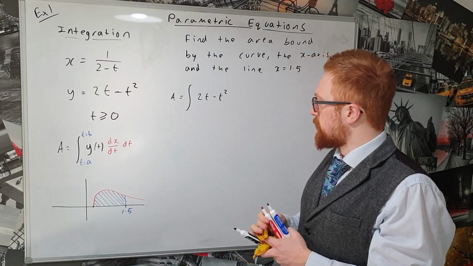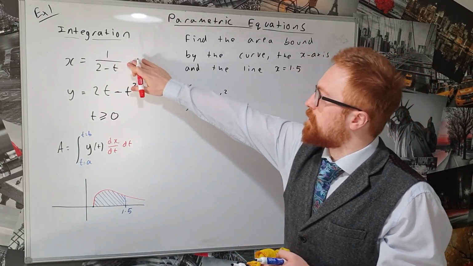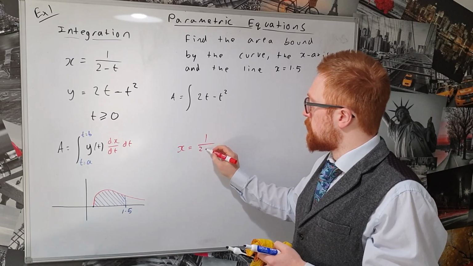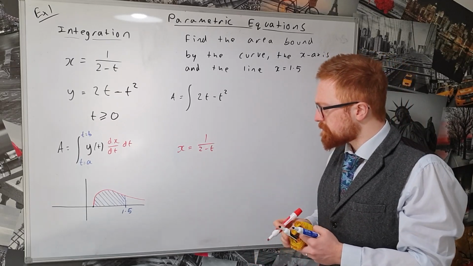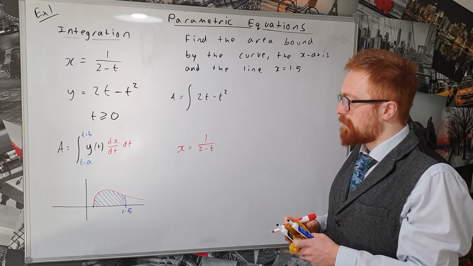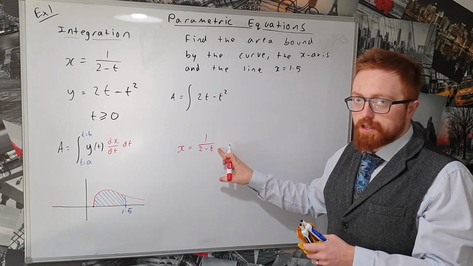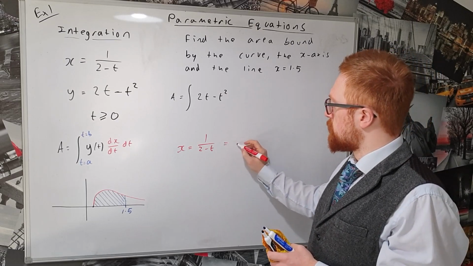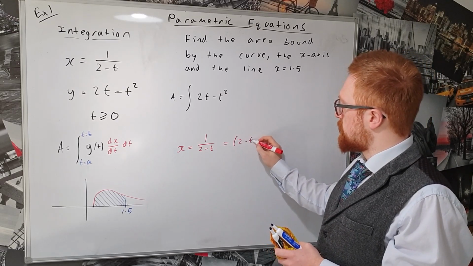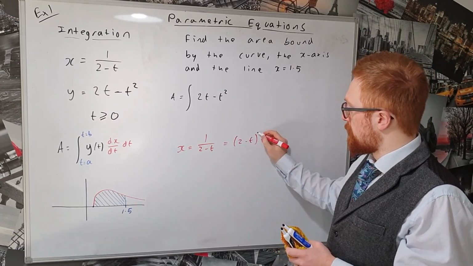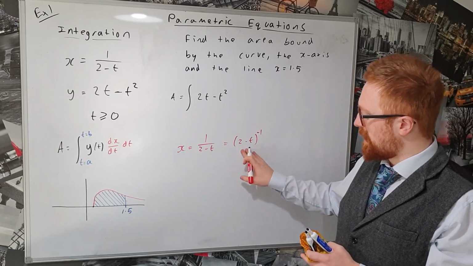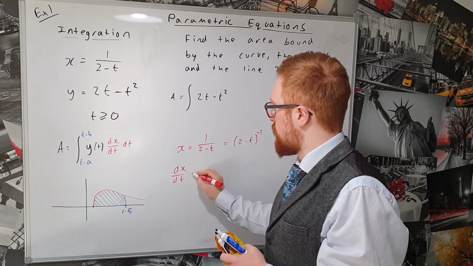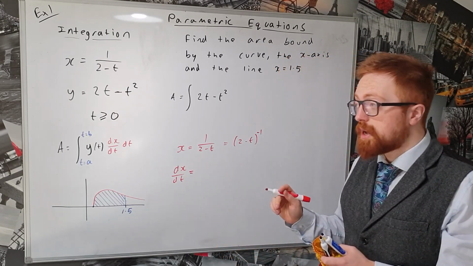So we need to differentiate this function up here. We have x is equal to 1 over 2 minus t, and we're going to try and differentiate that. To differentiate something like this, we need to first write it as a power. So this is going to be equal to 2 minus t to the power of negative 1. This gives us something that we can fairly easily differentiate using the chain rule.